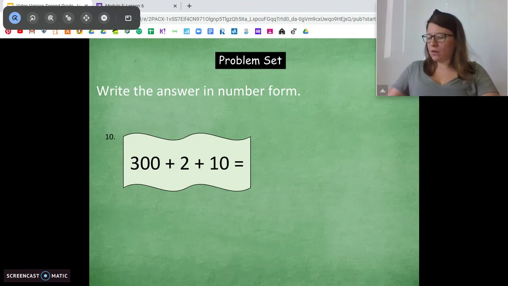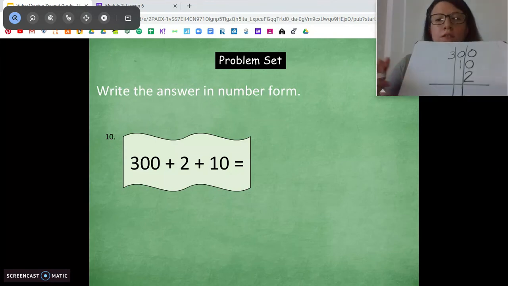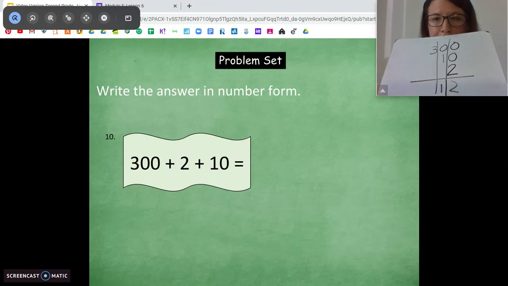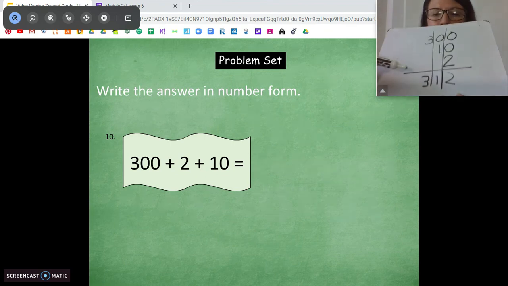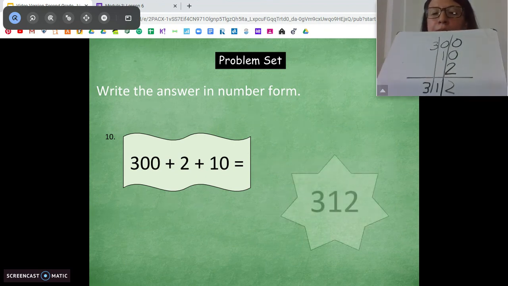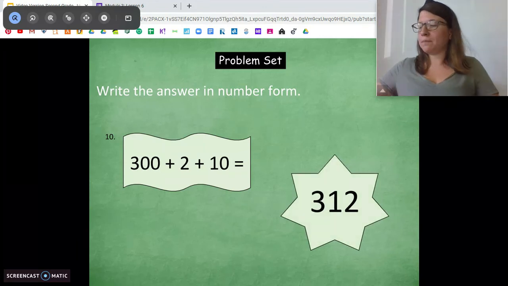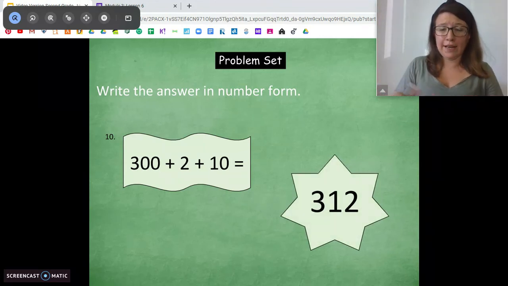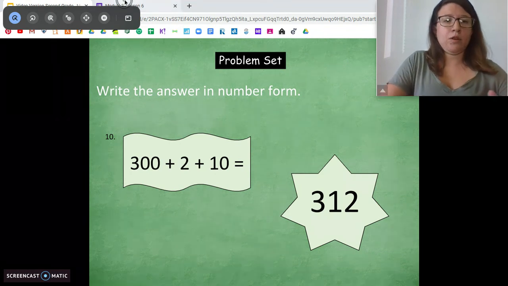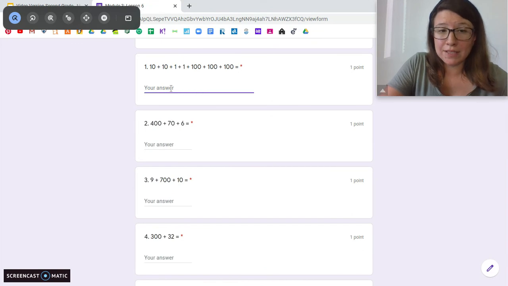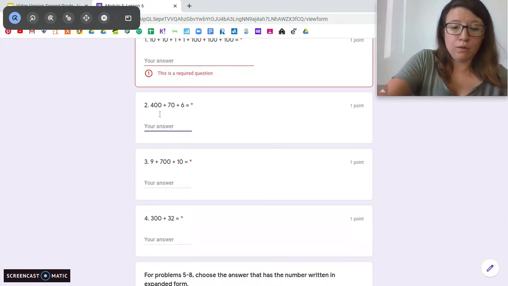Got it? Okay, so I like to break it down into my hundreds, tens, and ones. So I know there are 2 ones, 1 ten, 3 hundreds. 312 is my number, word form, from expanded form. So this is all you're going to do in your exit ticket today. You're going to see 4 problems written in expanded form. You have to type in the number.